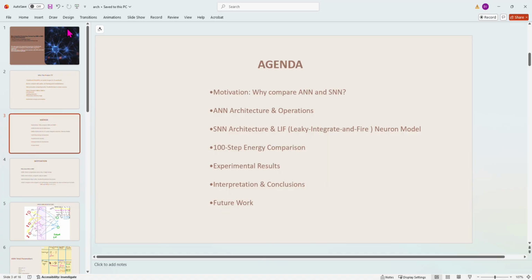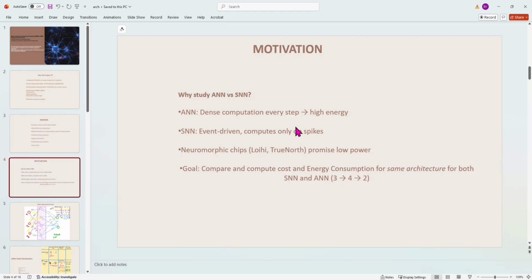Then we're going to look at a 100-step energy comparison between ANN and SNN. This will clearly highlight the difference in operational usage between dense computation and event-driven computation. Following that, I will present the experimental results we obtained from Python simulations, including spike matrices, parameter counts, and energy usage. And after the results, I will interpret what those numbers mean from an architectural perspective and summarize the conclusions.